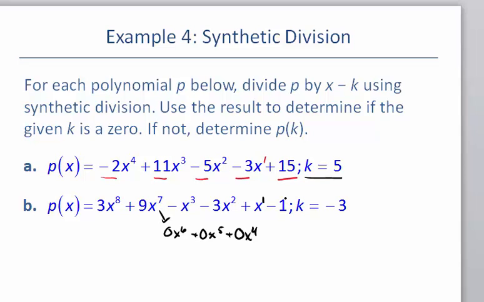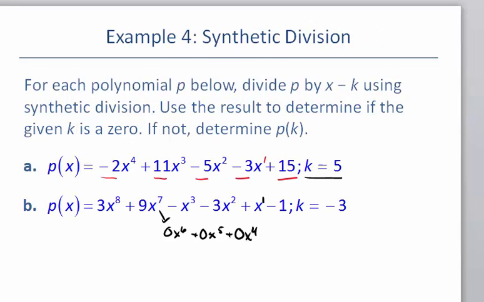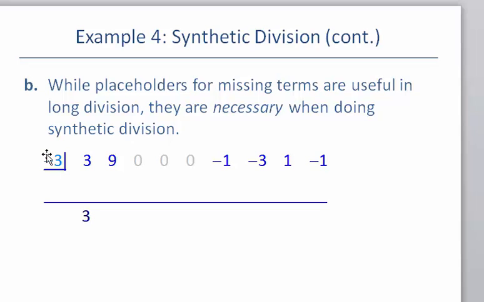So when we do our coefficients for our problem, we're going to do 3, 9, 0, 0, 0, negative 1, negative 3, 1, and negative 1. And you can see that that's done here with those zeros inserted. The k value that we're dividing by is negative 3, and you can see that that's on the outside. And so that sets it up. We are going to drop this 3 down to start with.